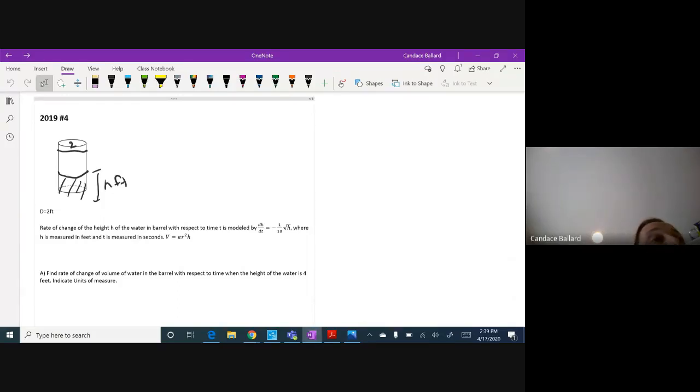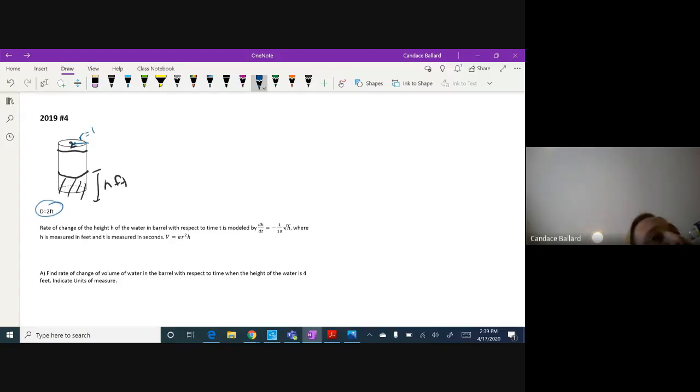A cylindrical barrel with a diameter of 2 feet collected rainwater. So here's my little barrel right there. And we know that the diameter is 2 feet. So if the diameter is 2 feet, that means that the radius is equal to 1. It's better to have the radius measurement in there than anything else, because all of your formulas, your circumference and your area formula, are in terms of radius.